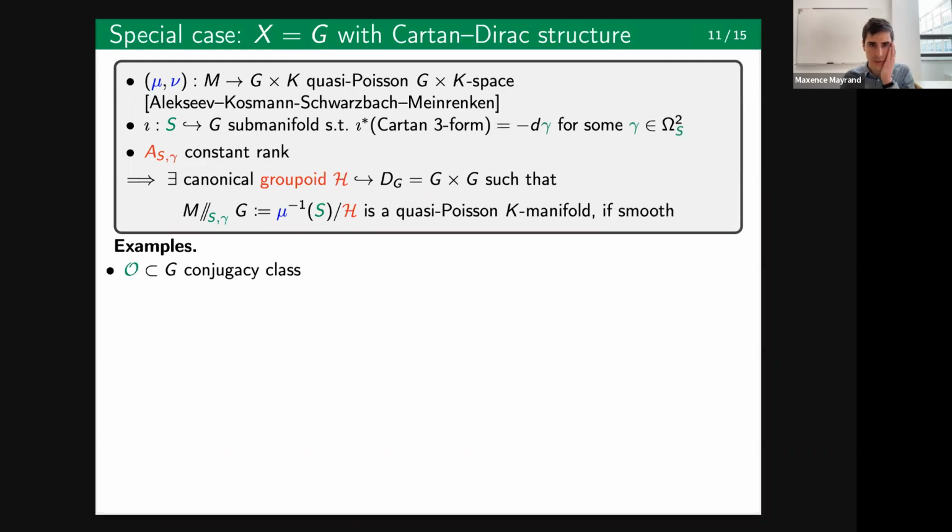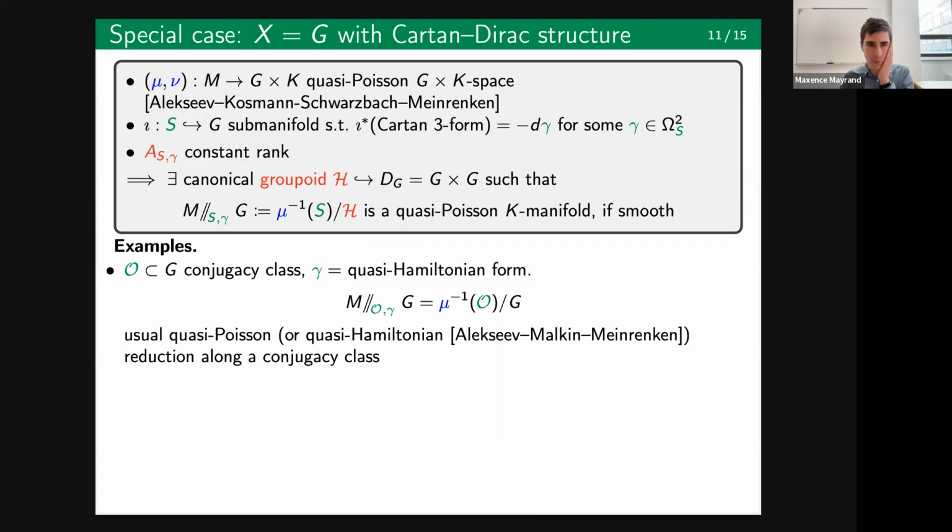So if you take a conjugacy class, for example, and gamma will be the quasi-Hamiltonian form of this conjugacy class, then you get the quotient of the preimage of the orbit by G, and this recovers the usual quasi-Poisson or quasi-Hamiltonian reduction if you start with something quasi-Hamiltonian. Reduction along a conjugacy class recovers, as expected, the standard notion.